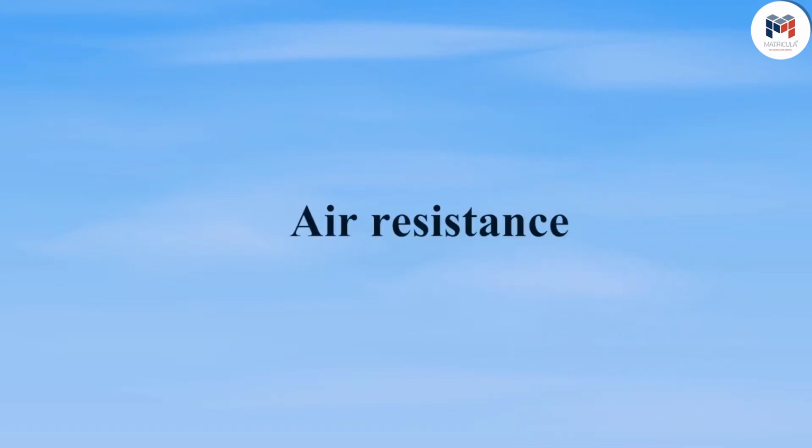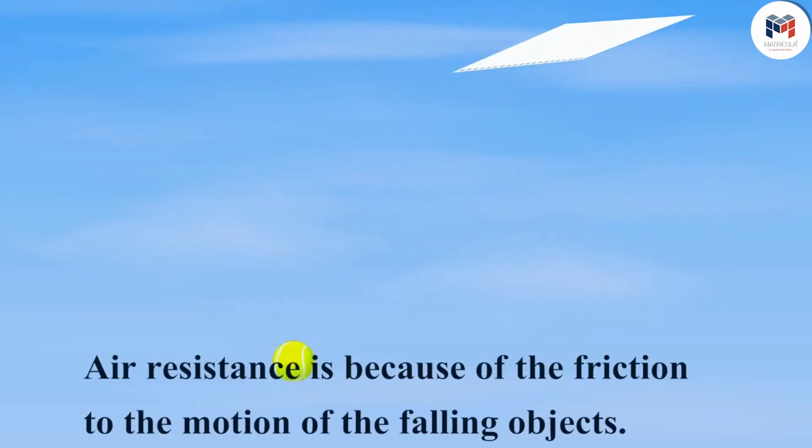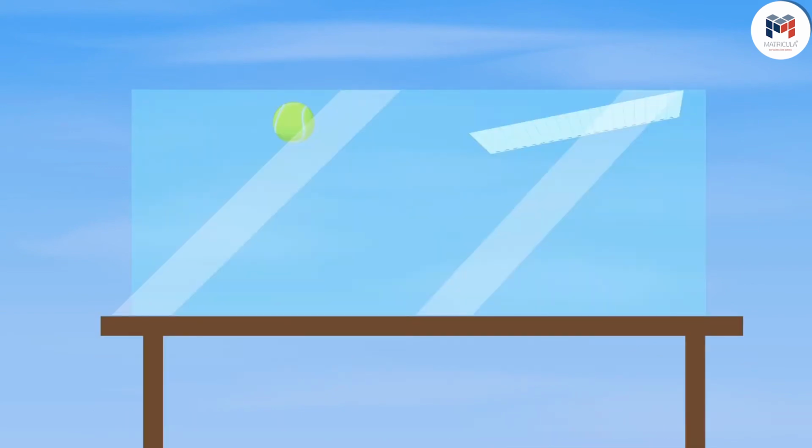This happens due to the air resistance. Air resistance is because of the friction to the motion of the falling objects. Here, the air resistance offered to paper is more in comparison to the ball. However, if we perform this activity in a glass box from which all the air has been sucked out, the paper and the ball will fall at the same rate.